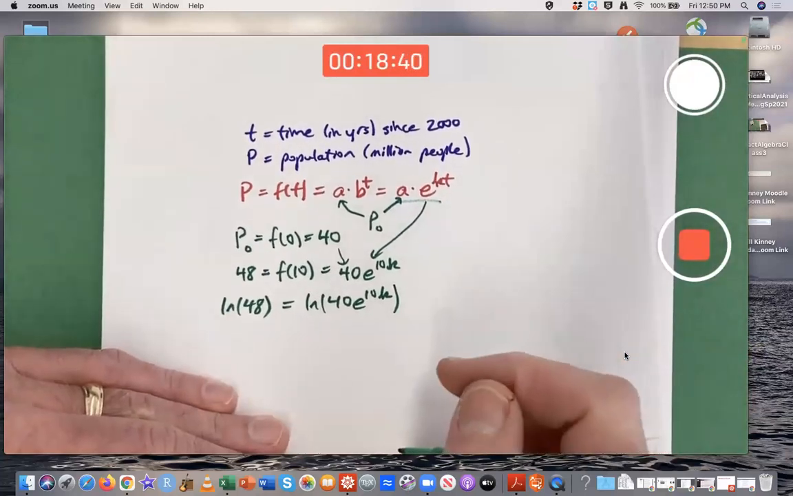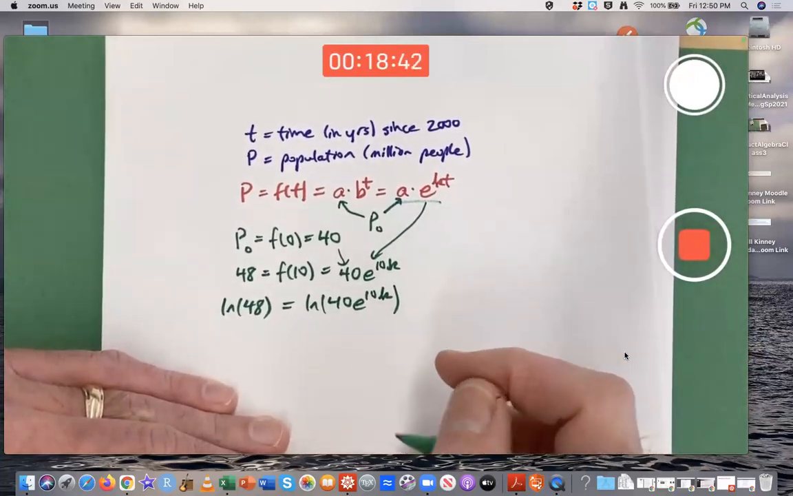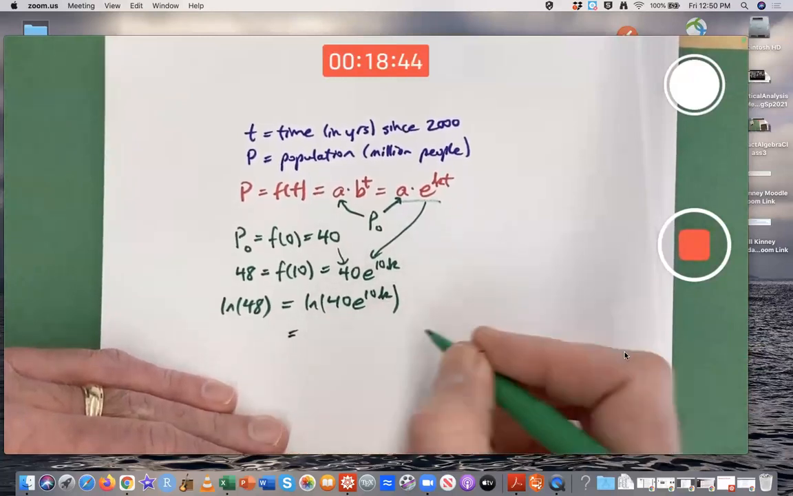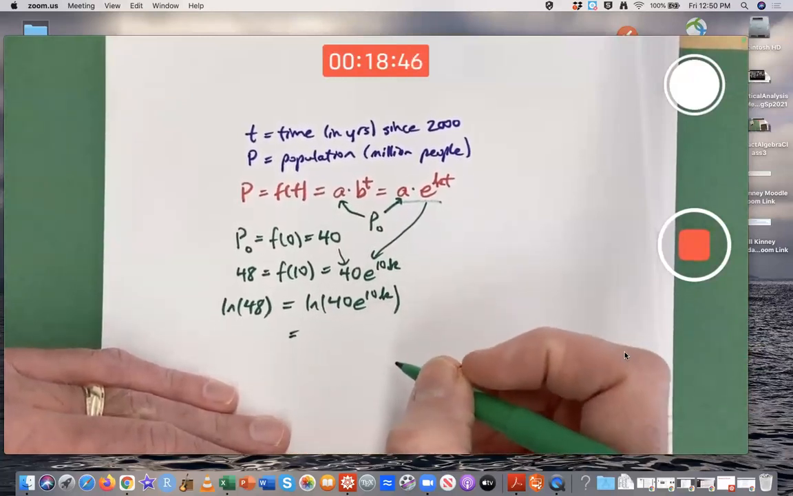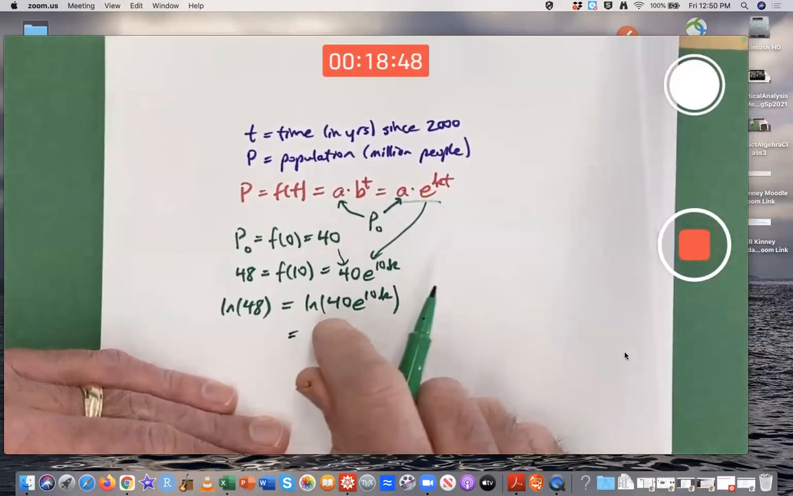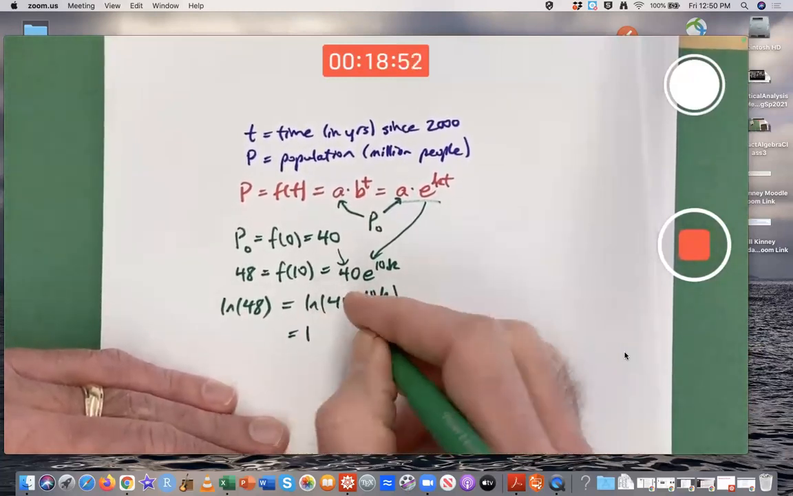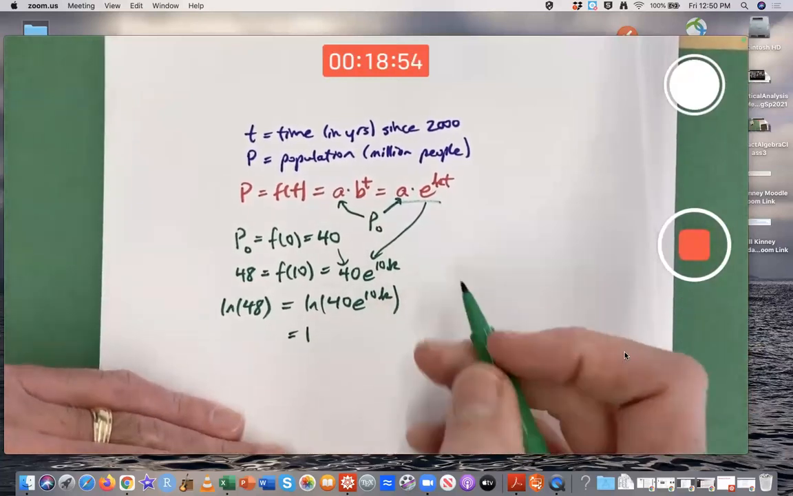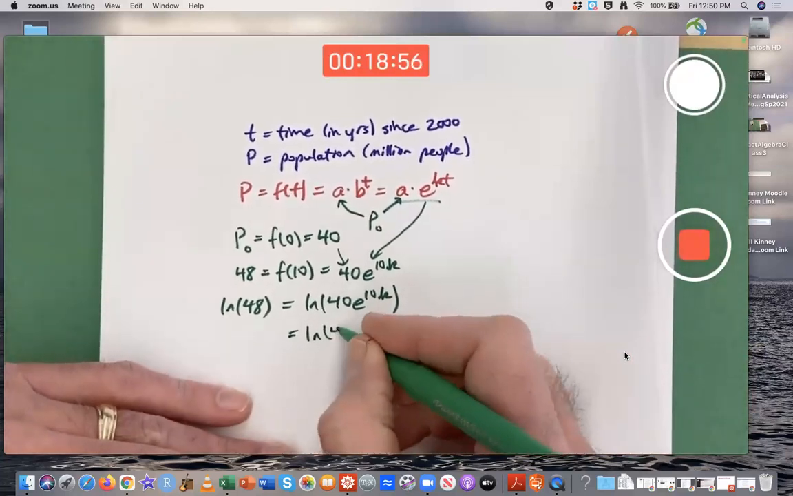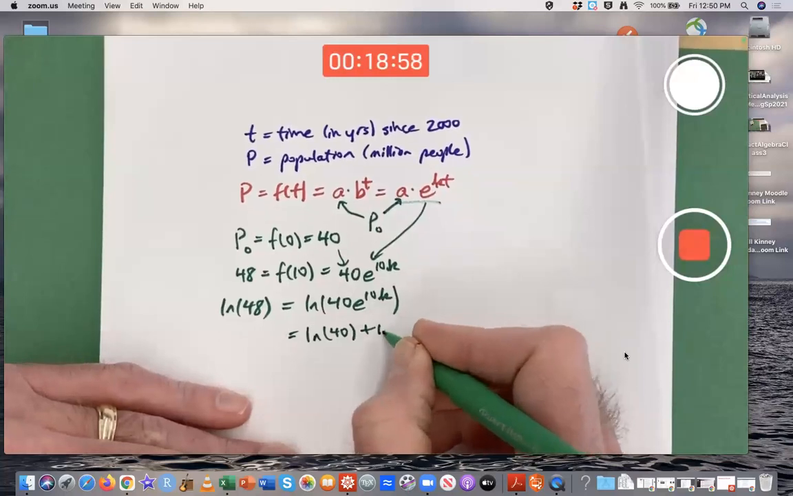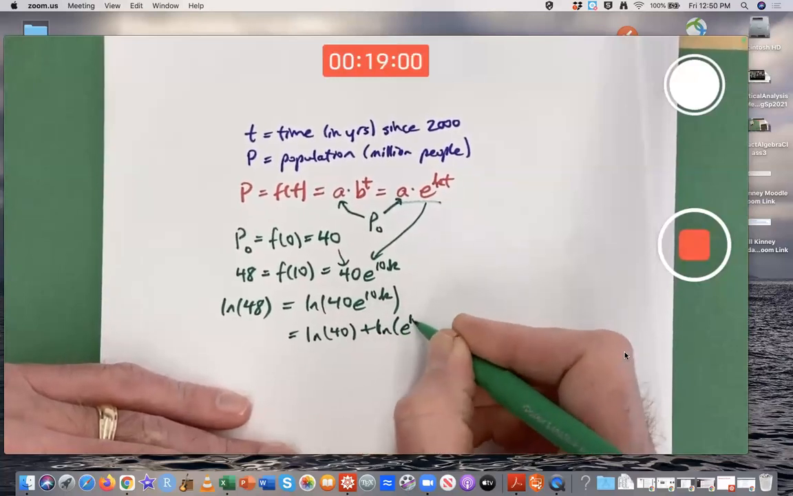In fact, I'll show you that you get the same answer in the end. However, this way is a little trickier because you've got to use a couple properties of logarithms. First, there's the fact that the log of a product is the sum of the logs. You've got 40 times e to the 10k here. That's natural log of 40 plus natural log of e to the 10k.